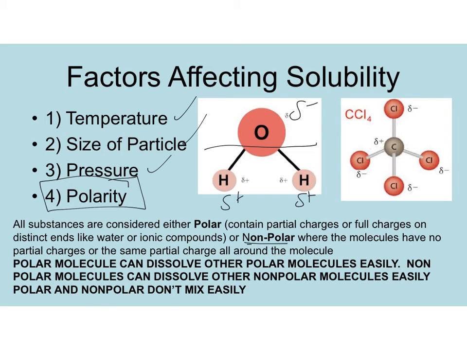Now, a nonpolar compound is where the molecules have no partial charges, so they don't even have dipoles, or they have the same partial charges all around the molecule, like here. Here there are partial charges, but it's partial negative here, here, here, and here, so it's a nonpolar molecule. So every single molecule out there can be considered either polar or nonpolar, and ionics are the ultimate polar compound.